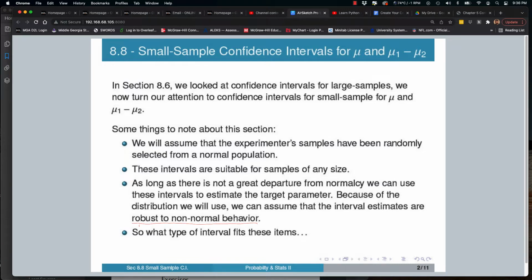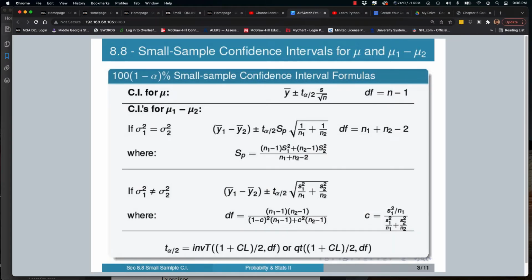Anyway, what kind of intervals fit these items? Well, I already gave it away. It's the t interval, and here are the formulas for them. There's one more in here than is in the book, because I wanted to cover all the t intervals. If we're going to cover them, let's cover them all. The first one is the traditional one, with a one sample population mean as our target parameter. It's just y bar plus or minus, instead of using z alpha over 2, the t distribution's critical value, t sub alpha over 2, times the standard deviation over the square root of n.